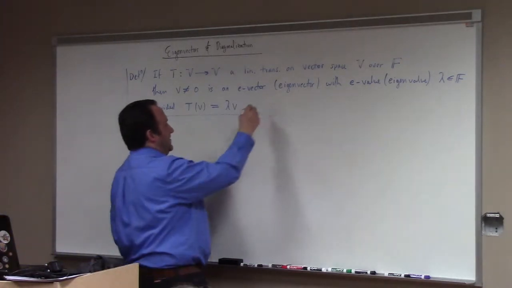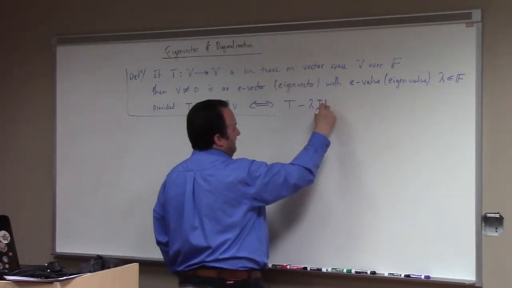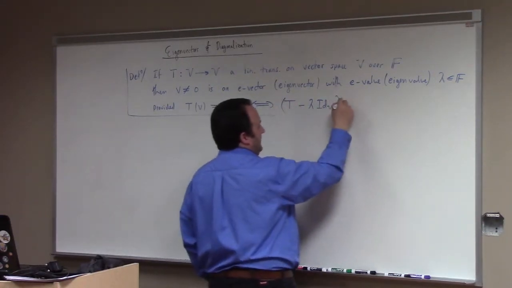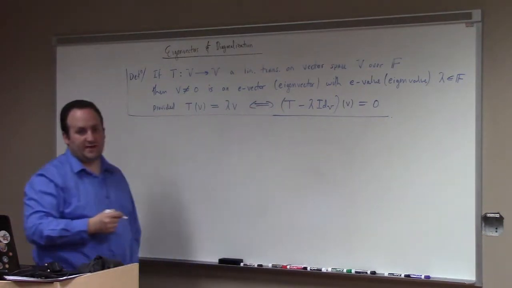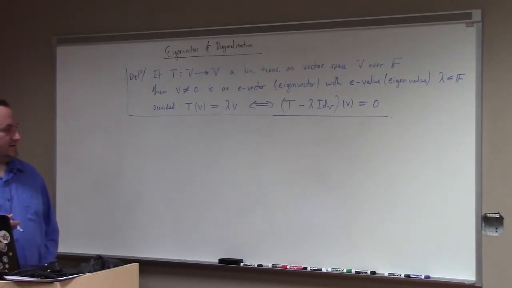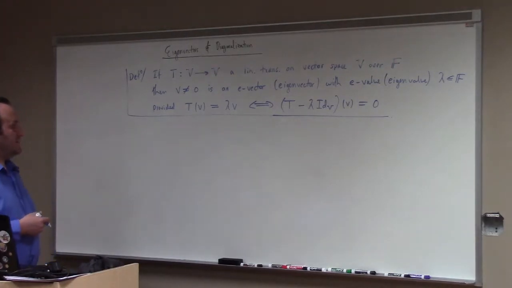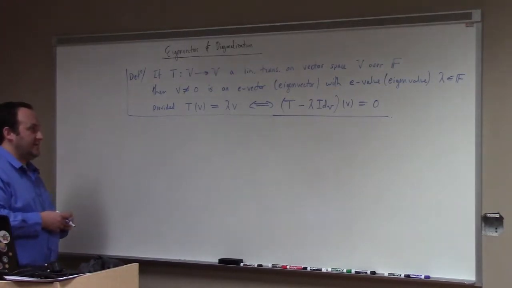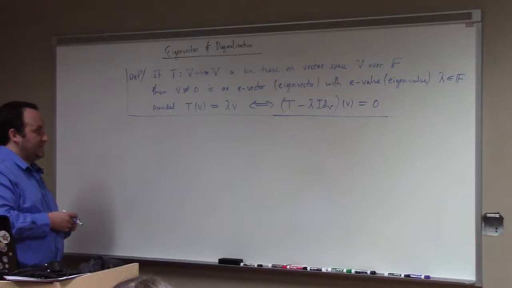Let me just say from the outset that this is equivalent to saying that T minus lambda times the identity on V, acting on v, is equal to 0. So I will sometimes take T of v equal to lambda v as the definition, and sometimes take that T minus lambda times the identity operator acting on v gives you 0 to be the definition. Whichever you take as primary, the eigenvector must be non-zero and a vector that satisfies this rather particular condition with respect to the linear transformation.